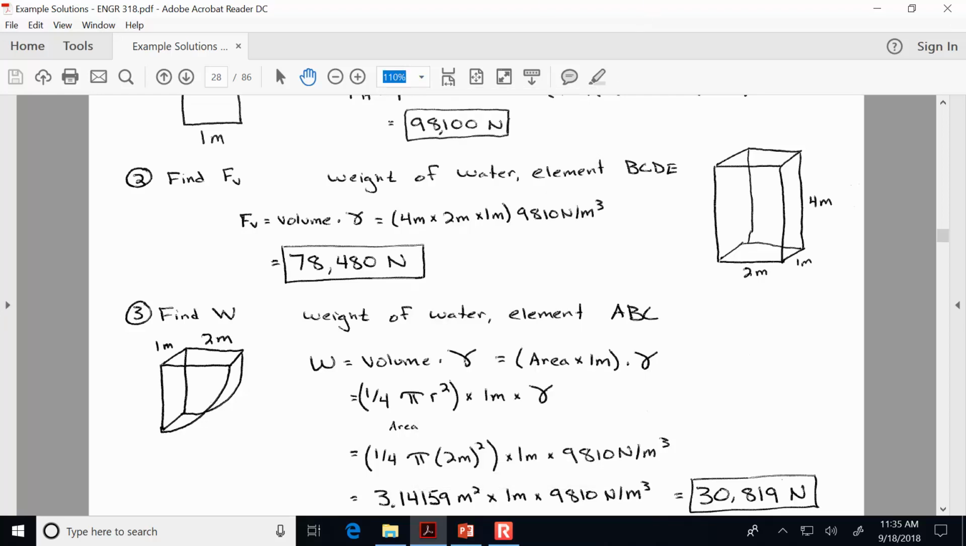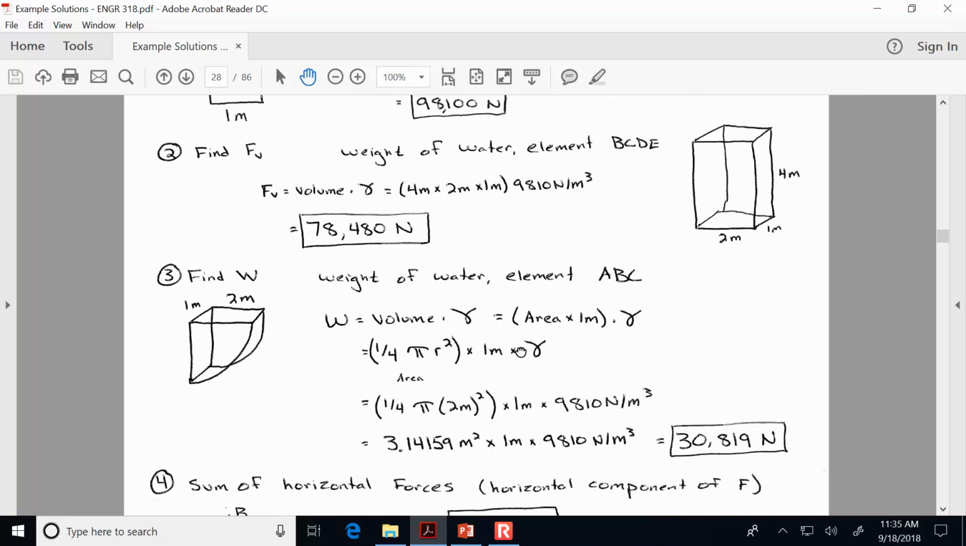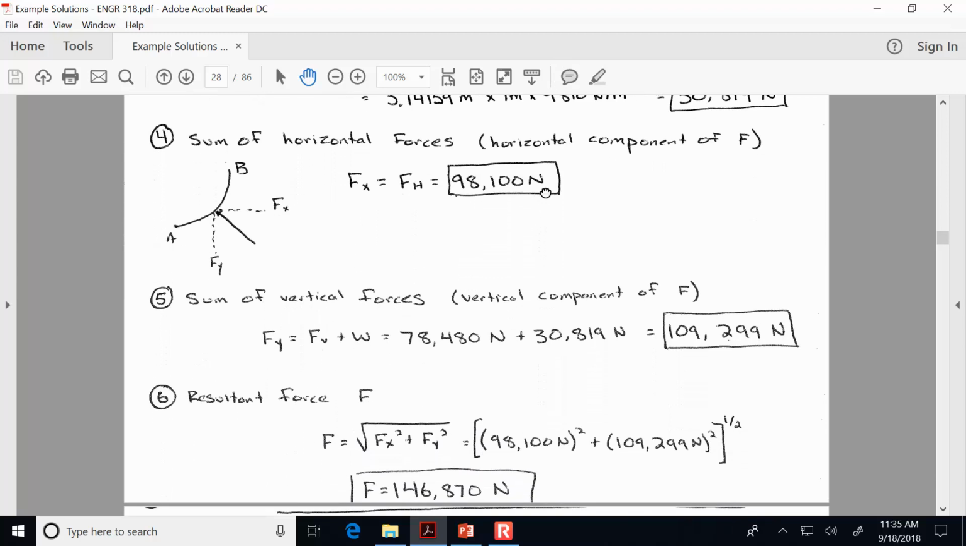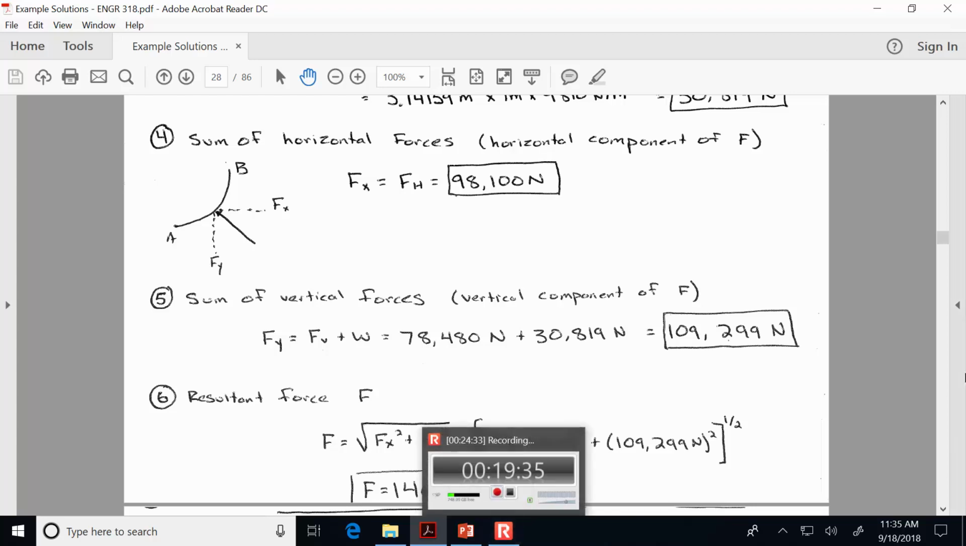Any questions so far on this? Okay, so we sum the horizontal forces and the vertical forces and find the resultant. So you can see this external force that we have to apply, it's going to have to resist the horizontal hydrostatic force, F sub x, and the sum of the vertical forces. So we add the two vertical forces together and get 109. The horizontal was the 98,000, and then the resultant F is going to be the square root of the sum of the squares. So 146,870 newtons.